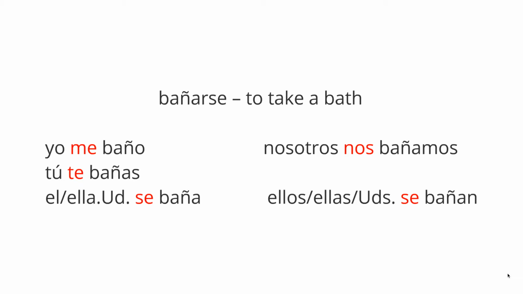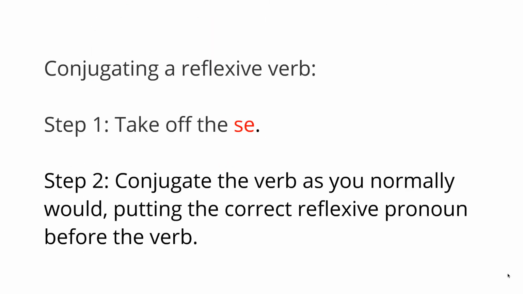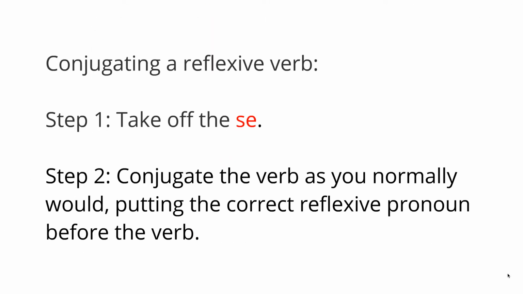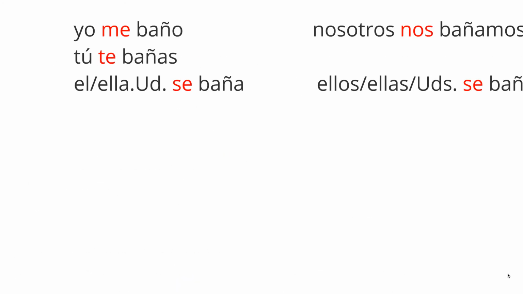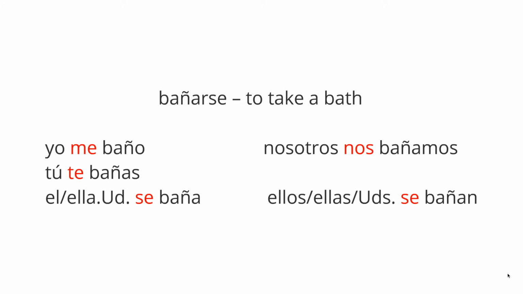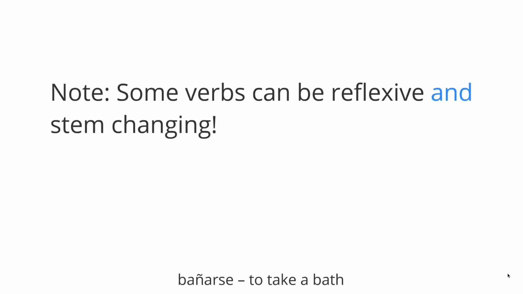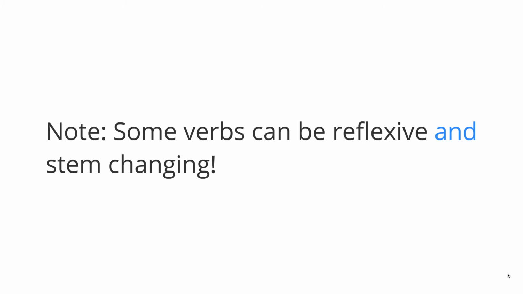What you have to remember, though, is you have to put that me in front. So basically, again, there are two steps. You take off the se, and then you conjugate the verb as you normally would if there were no reflexive pronoun there. But then you put the correct reflexive pronoun, that me, te, se, nos, or se, before the conjugated verb. Now, as I said, we have AR verbs that are reflexive, ER verbs, and IR verbs. You still have to keep track of what kind of verb it is and put the right endings on there. Also, some verbs can be reflexive and stem changing. So the stem changing verbs that we've talked about before can also be reflexive.